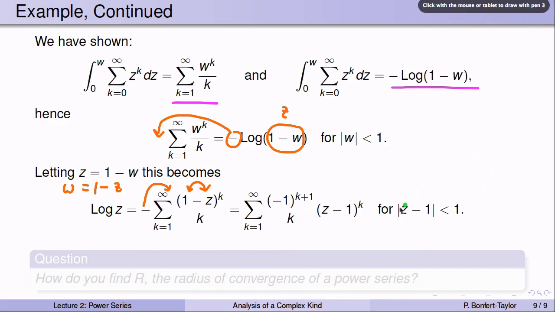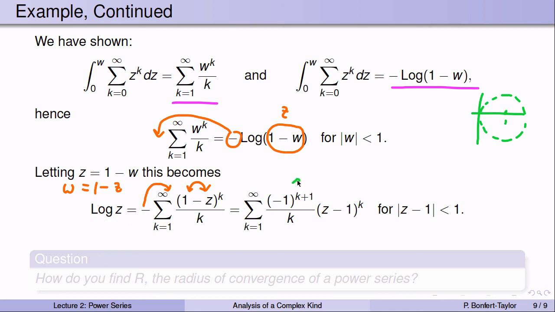In the disk of radius 1 centered at 1. So the disk of radius 1 centered at 1 is this disk right there. And in this disk, I have that this is true. I have a power series that is equal to the logarithm function there.